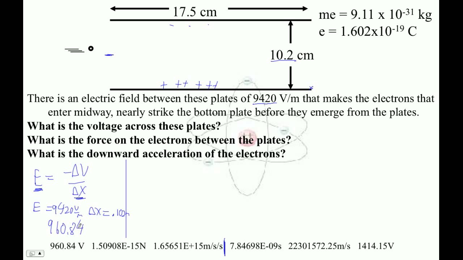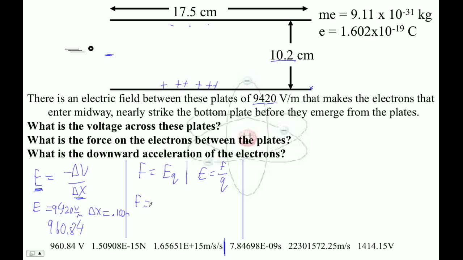Okay, I'm going to store that. Yeah, there we go. That's not the electric field. I'm going to store that in voltage, V. Okay, now the next one says, what is the force on the electrons between the plates? Well, I'm going to use F equals EQ. The formula is E equals F over Q, so the force is going to be electric field times charge.